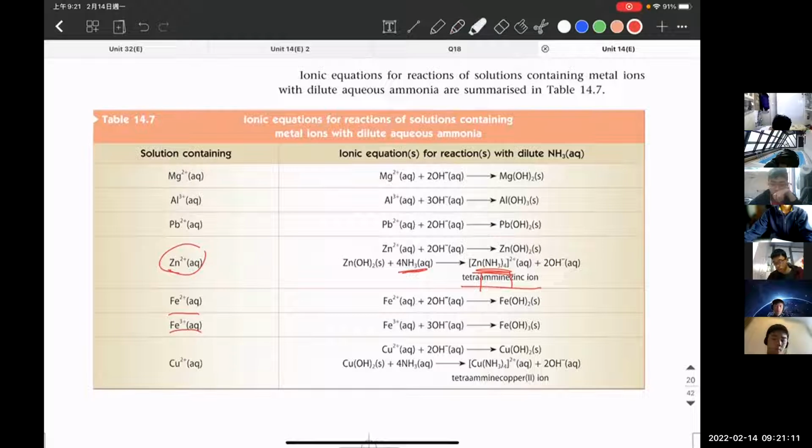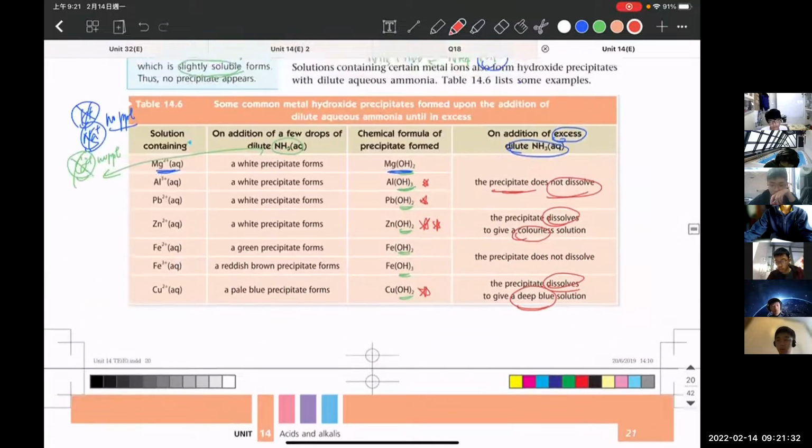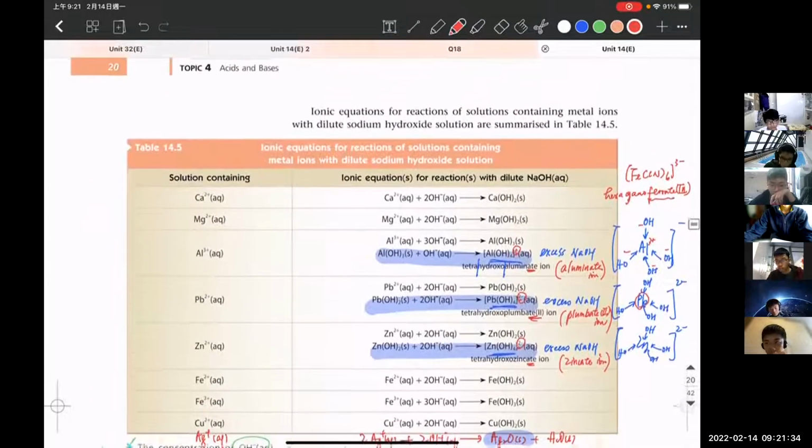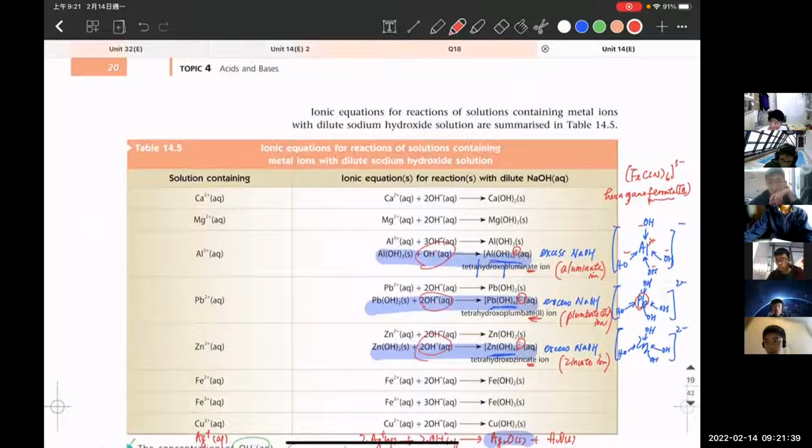Mr. Shin, you mean that you need to memorize those two equations? Yes, that's right. But the difference between them is that if I put it in excess, it is ammonia which plays a role and makes the complex form. While for excess NaOH, when you talk about complex, it is thanks to the presence of hydroxide ion. Is that clear?